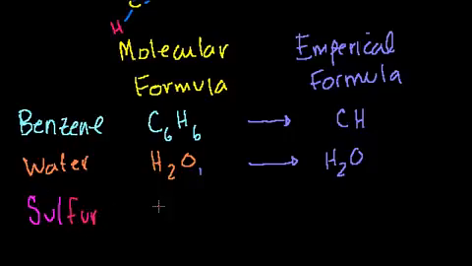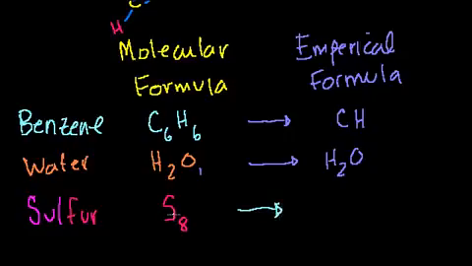Sulfur. So the molecular formula is S8. It forms this neat octagon-looking chain of sulfurs. That's what it really is, and if I were to draw that, you would see that, and you could look it up on Wikipedia if you like. But its empirical formula: if you had just a bag of sulfur, you don't know that each molecule has 8 sulfurs. You just have a big bag of sulfur.